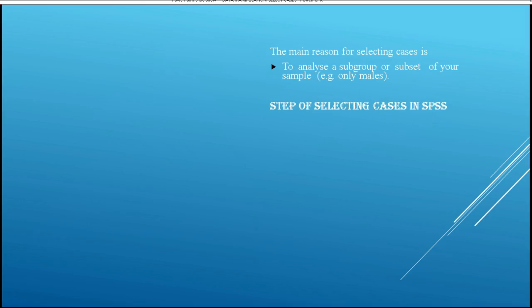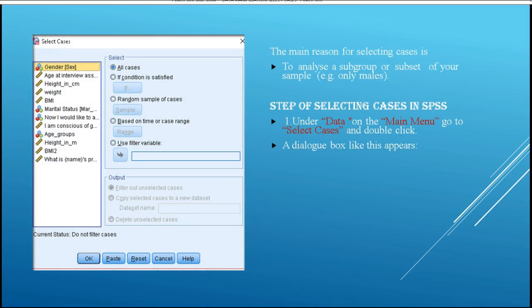So I want now to show you how you apply or how you activate this feature in SPSS. You have to go under Data on your main menu and then go to Select Cases and then double click there. If you double click, a dialog box like this will appear, showing all your variables in this column. And then we have also these options. By default, all cases will be selected, meaning whatever analysis you are going to do will include all cases in the data set.